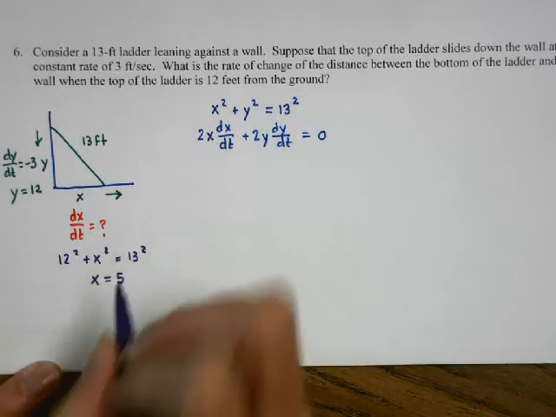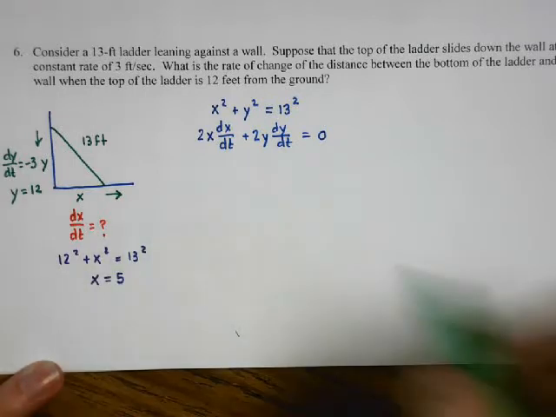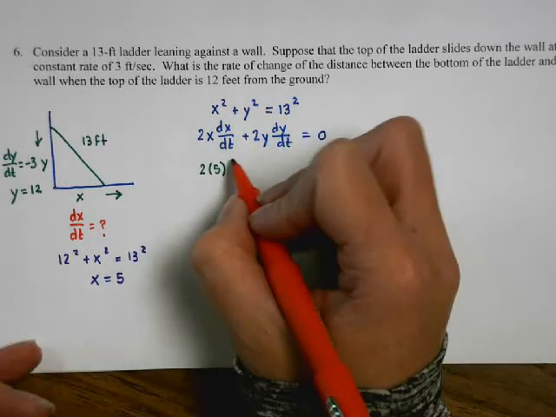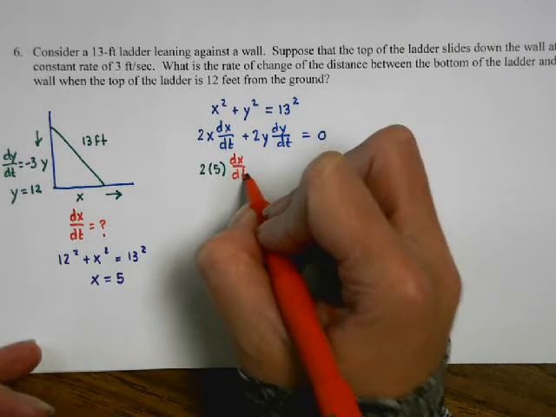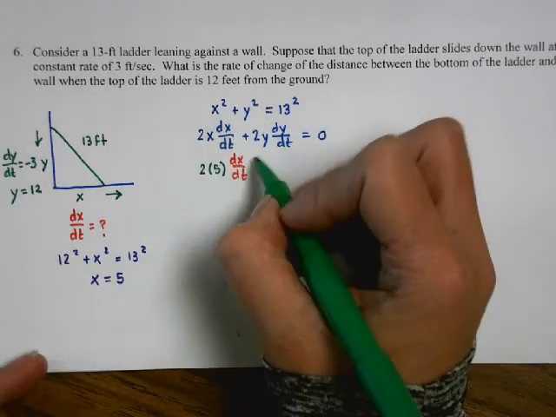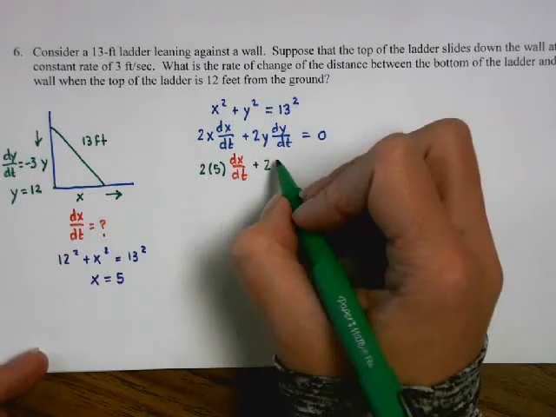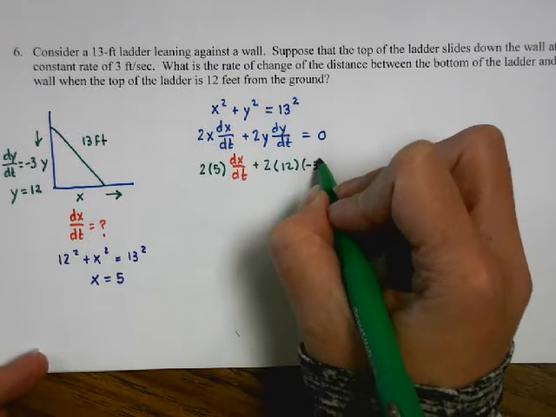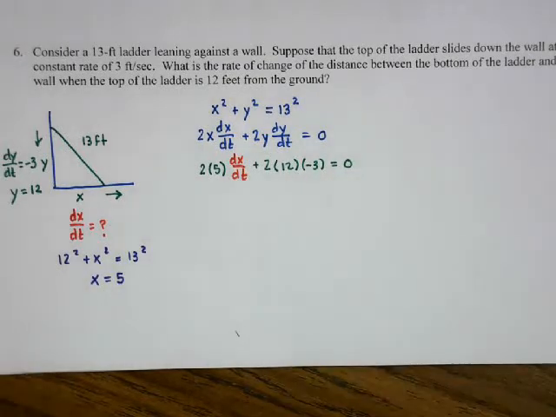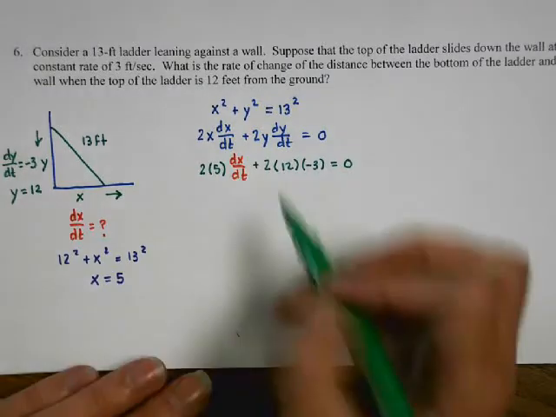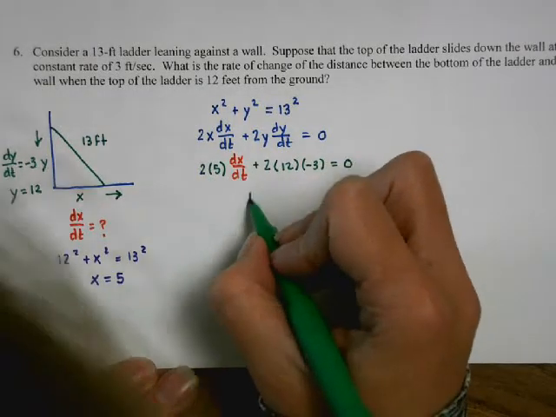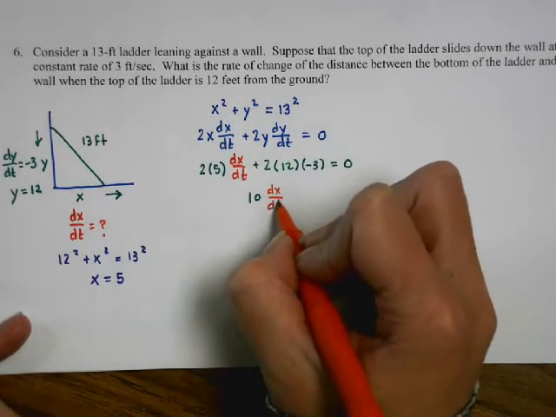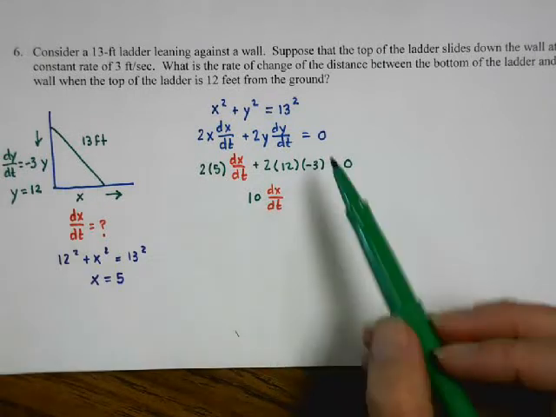So we're going to have 2 times 5, dx/dt is what we're solving for, plus 2 times my y, which is 12, times my dy/dt, which is negative 3, and that equals 0. Okay, so here 10 times dx/dt. If I multiply these, negative 3 times 12 and 2, I get negative 72.